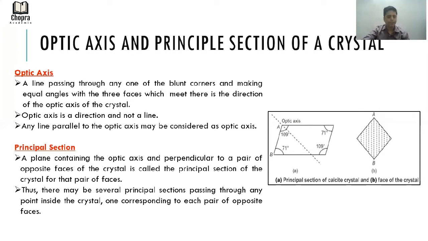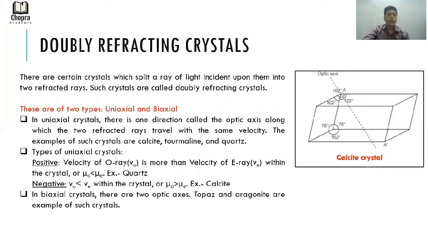Next, what are called doubly refracting crystals. As the name suggests, there are certain crystals which split a ray of light incident upon them into two refracted lights. This is very important. Such crystals are called doubly refracting crystals. Now, doubly refracting crystals are further divided into two types: uniaxial crystals and biaxial crystals.